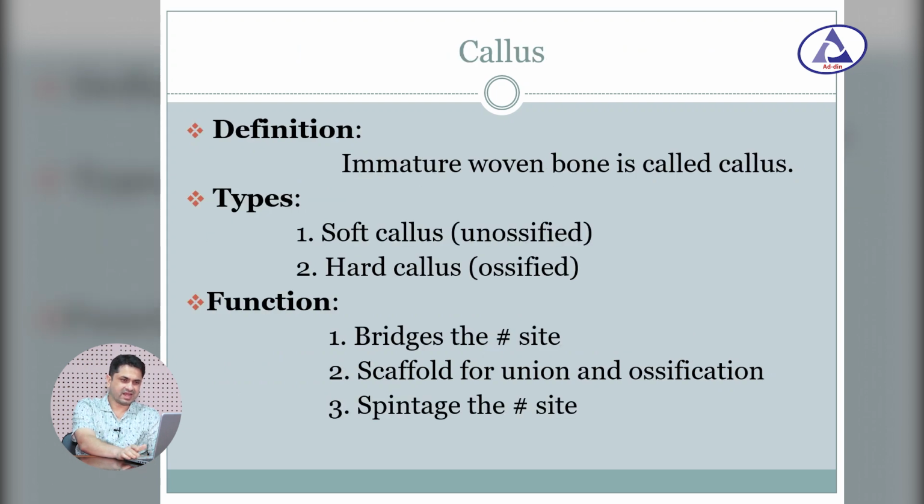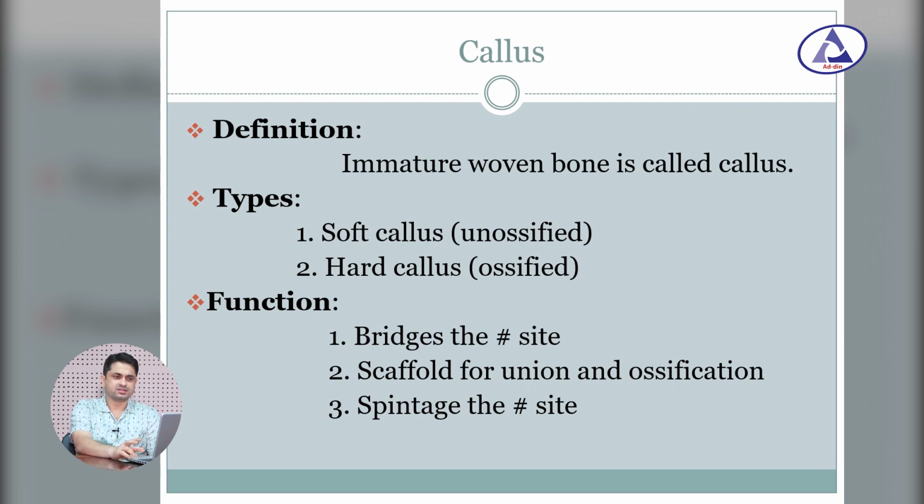Now come to callus. Sometimes callus comes as a short note in written exams, and the examiner may ask in the viva board also. Now come to the definition of callus. Immature woven bone is called callus. It's nothing, just an immature woven bone.